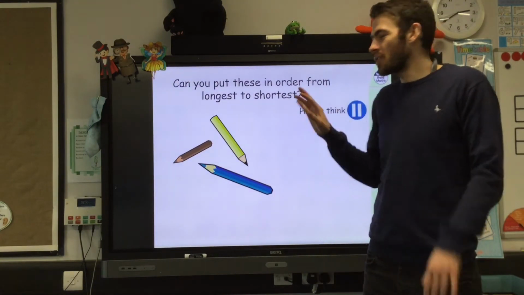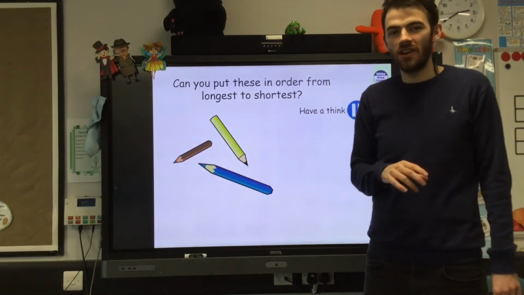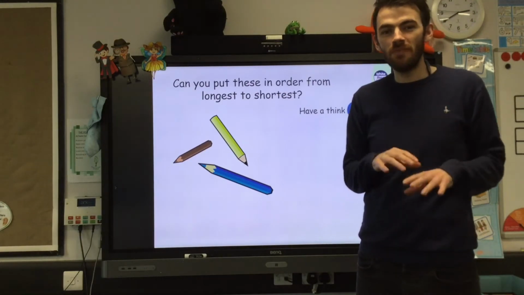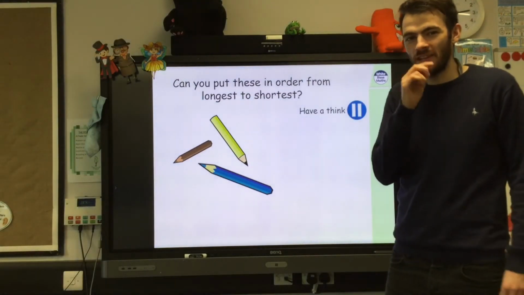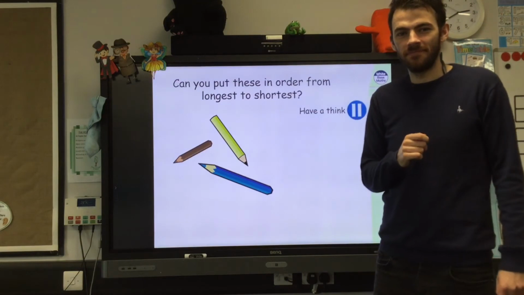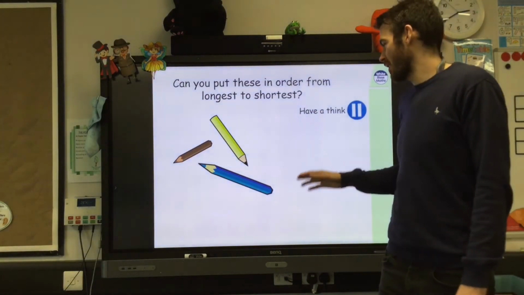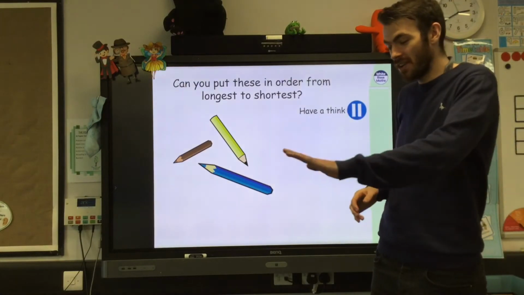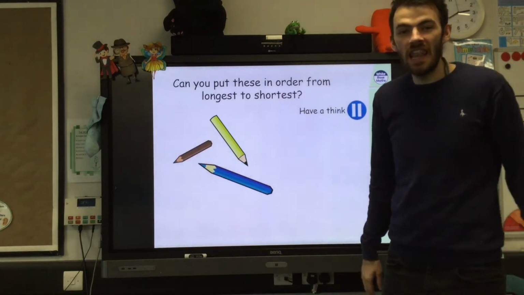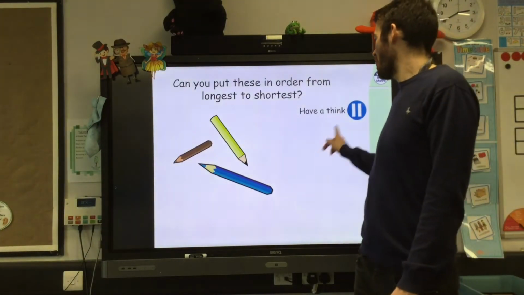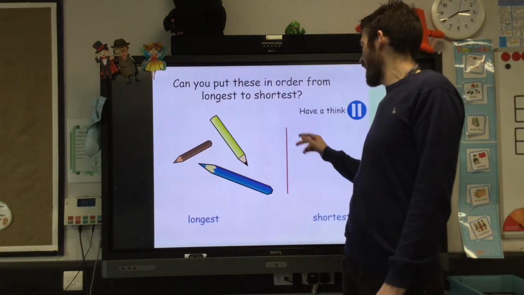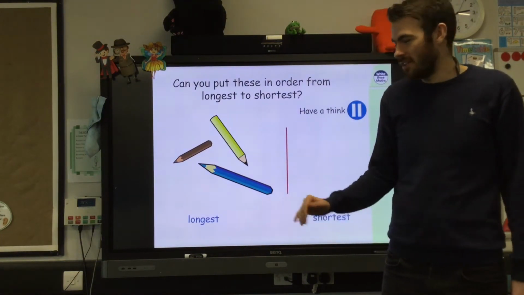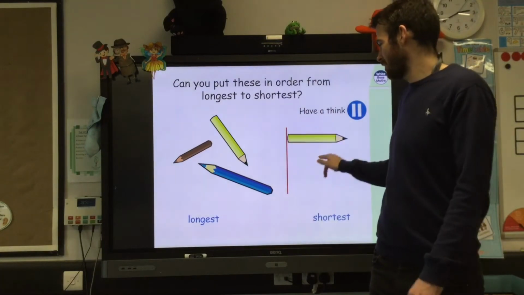Now I could take a good guess about which I think is the longest from this picture, but I'm going to use my method to help me out. Can anyone remember what that is? Great, I'm going to draw a line. Now I could do that on a page, or I could get a ruler to help me line my object up. Then I'm going to line up the crayons next to this line.